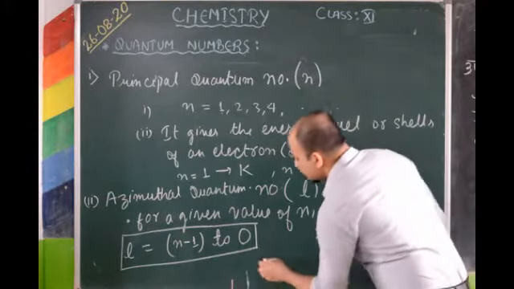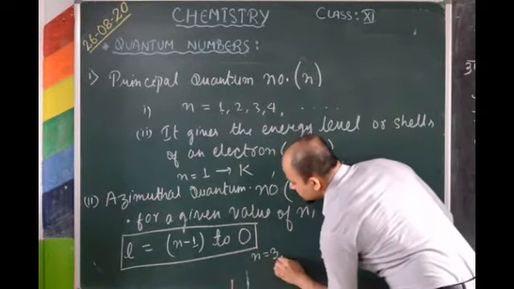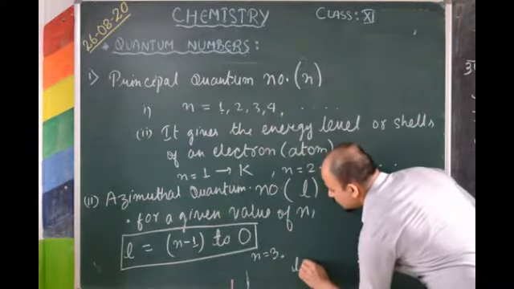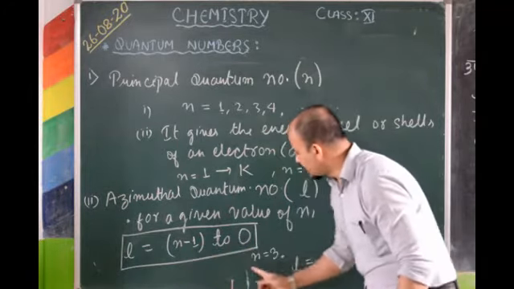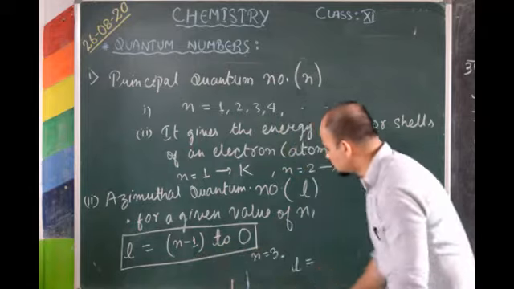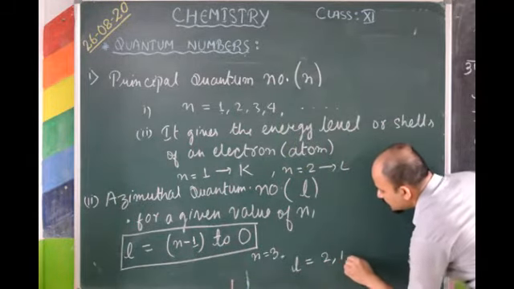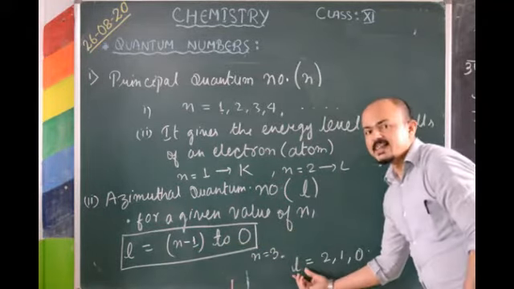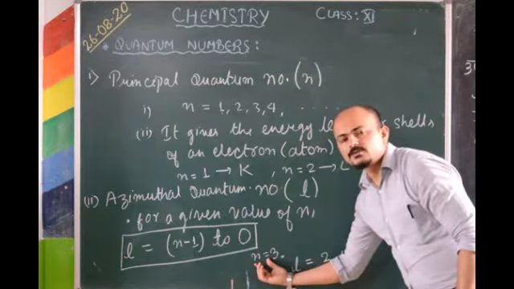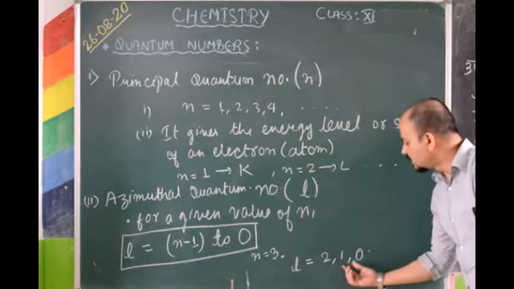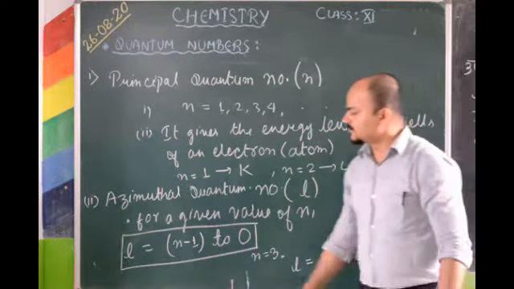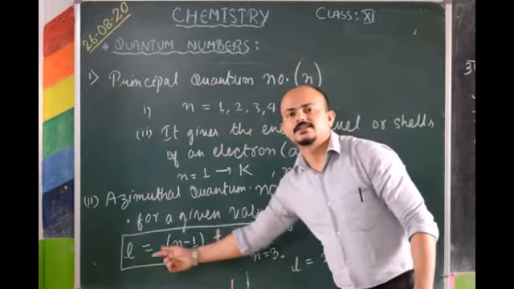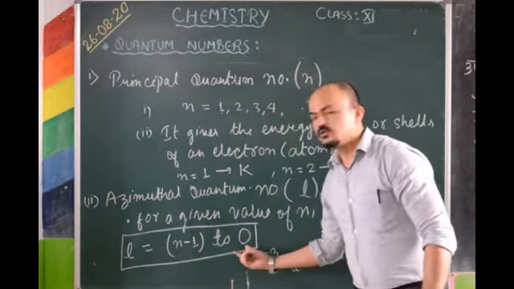Suppose you have n equals 3. So what would be the value of l? The value of l would be n minus 1. Here n equals 3, so 3 minus 1 is 2, then 1 and 0. So n minus 1 to 0. So the values of l for n equals 3 are 2, 1 and 0. This is very easy, very simple. But you have to remember that the value of l will be n minus 1 to 0.